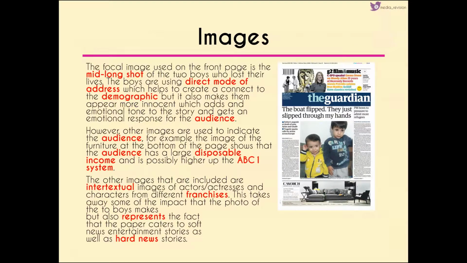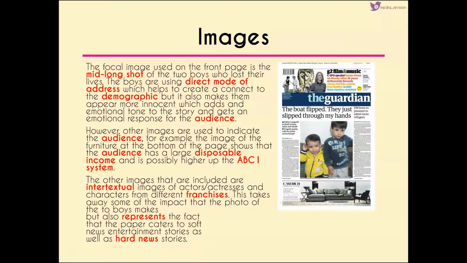Alright, so here's my go at images then. The focal image used on the front page is a mid to long shot of the 2 boys who lost their lives. The boys are using direct mode of address, which helps to create a connection to the demographic, but it also makes them appear more innocent, which adds to the emotional tone of the story and gets an emotional response for the audience. However, other images are used to indicate the audience.